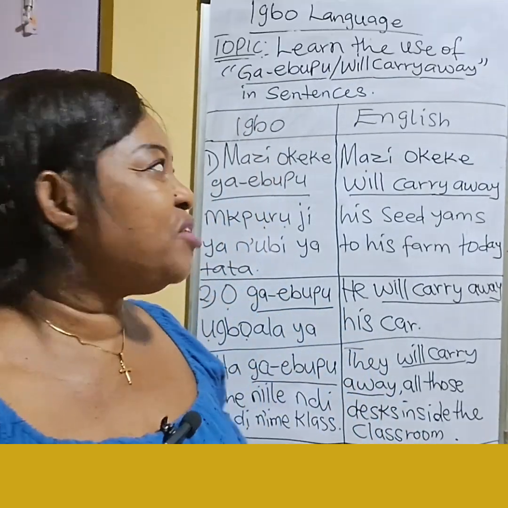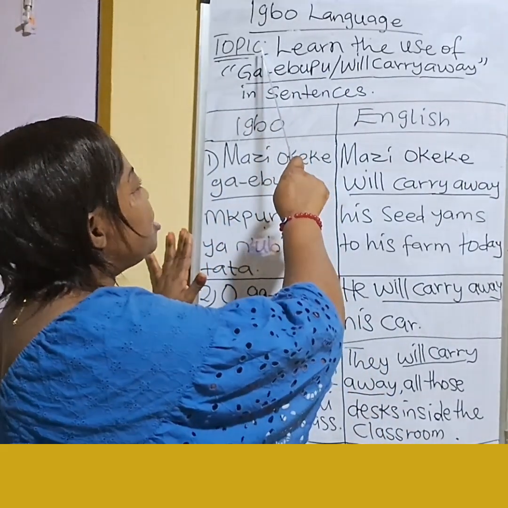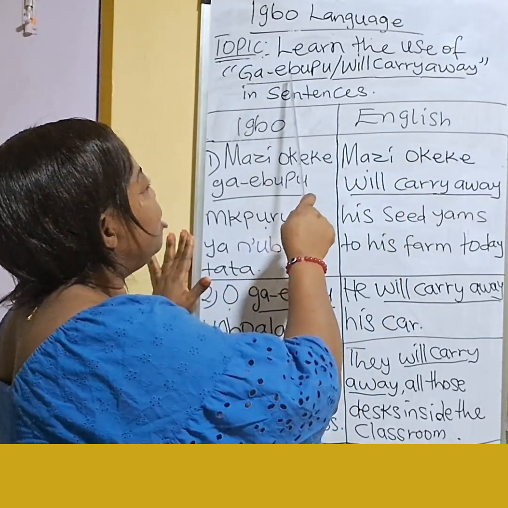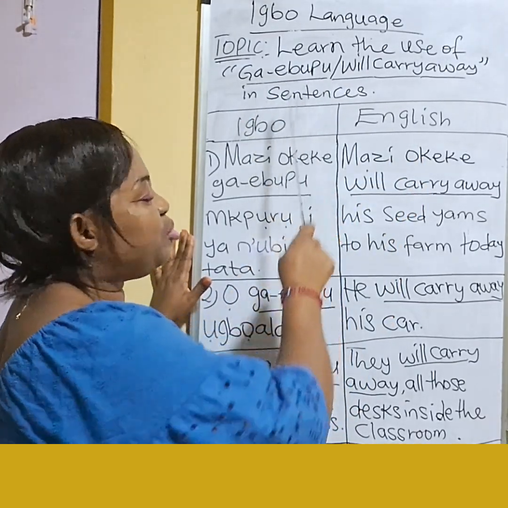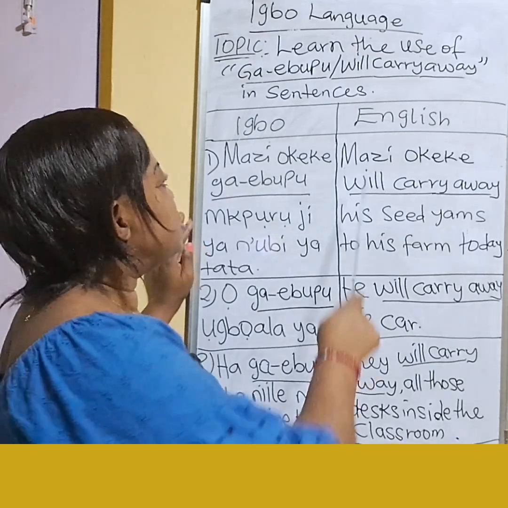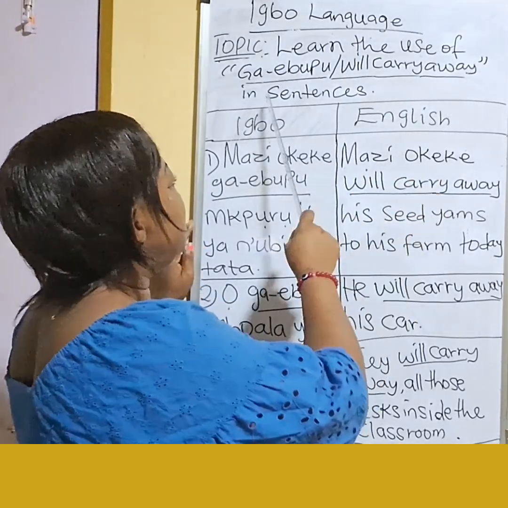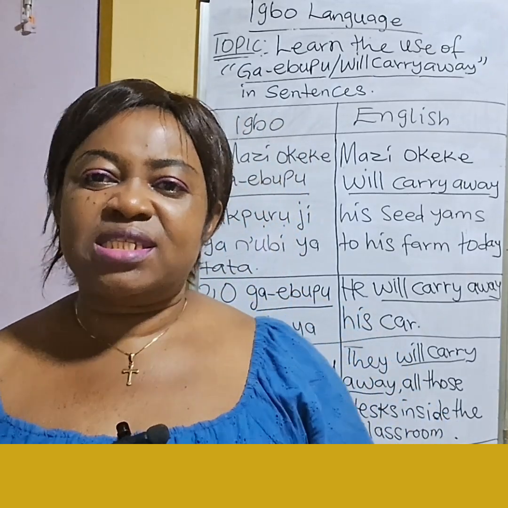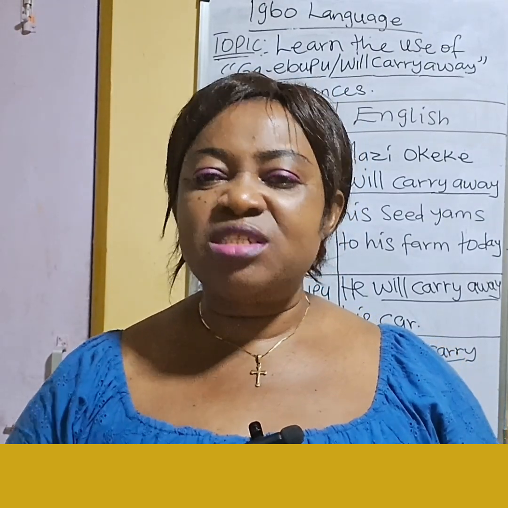We have Igbo language. Our topic today says, learn the use of ga ebupu. Ga ebupu in English means we carry away in sentences. We are going to look into a topic that says ga ebupu. When you hear ga in Igbo language, it means a future tense. Ga is an auxiliary verb that indicates future tense.